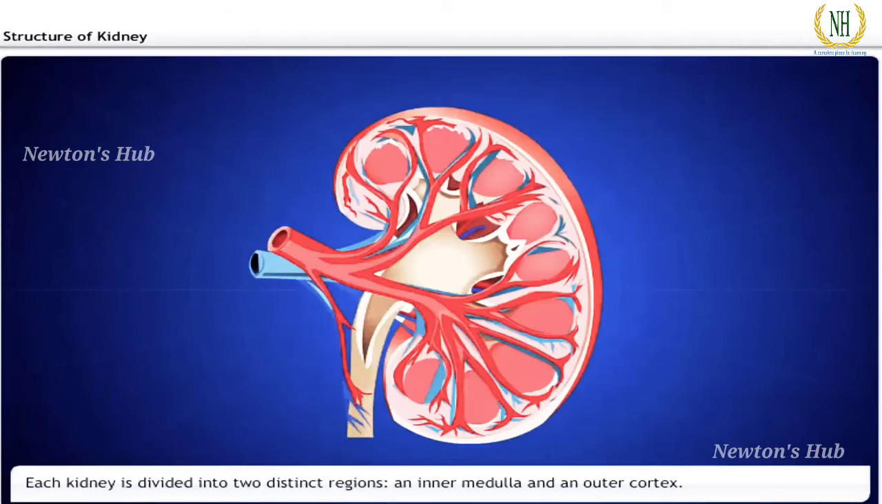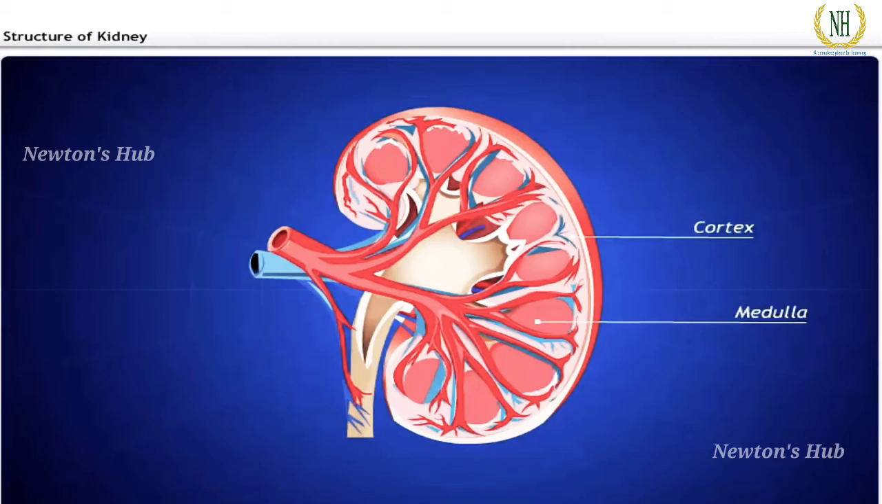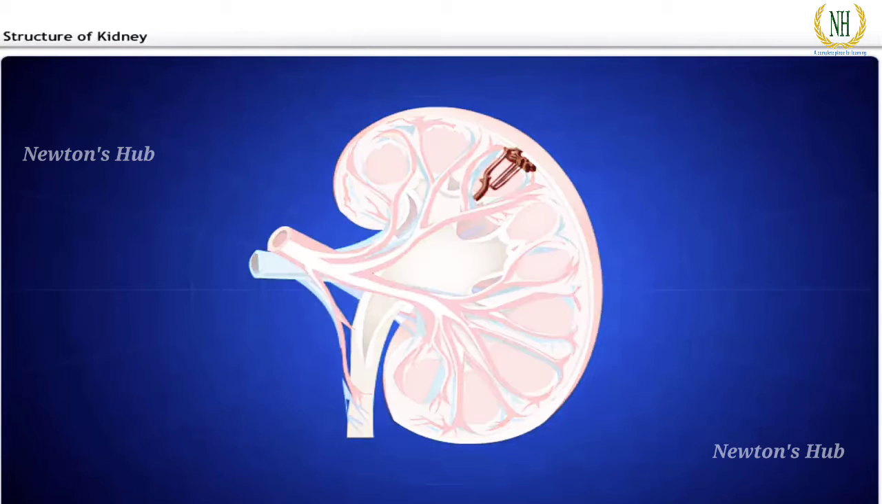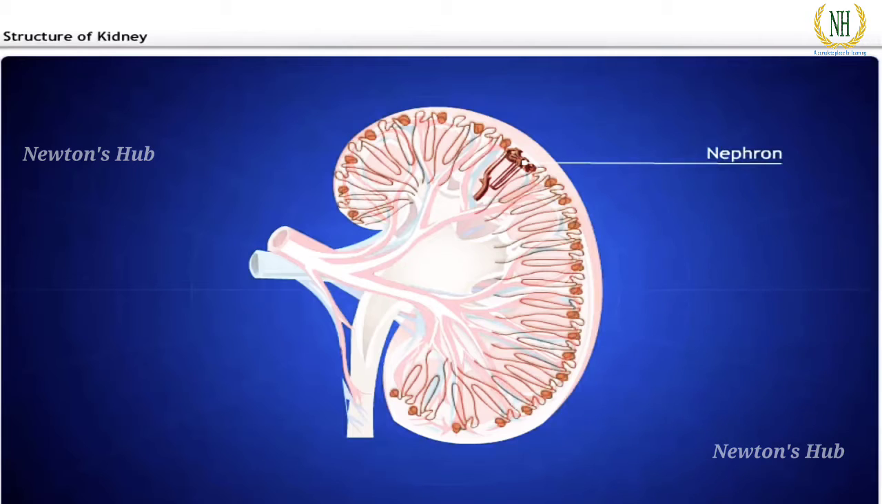Each kidney is divided into two distinct regions, an inner medulla and an outer cortex. The cortex forms a shell around the medulla. The medulla is composed of conical masses of tissue that lead to the pelvis. The cortex has a random arrangement of tiny tubules called nephrons, which are the functional units of the kidney.